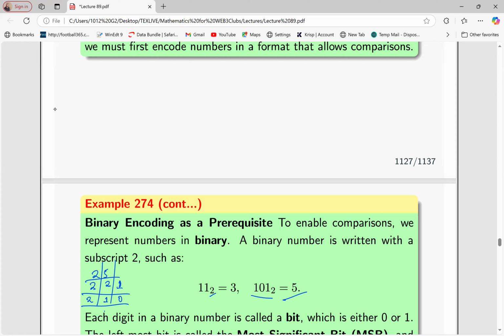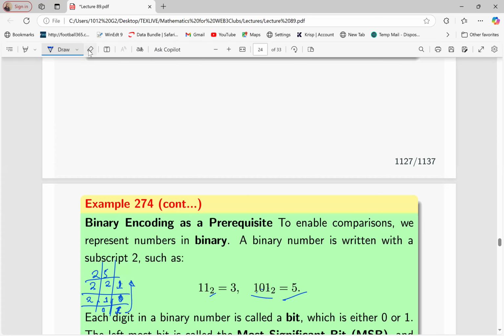Then 2 goes into this 1 0 times, and the remainder is 1. So you note these values from the bottom going up. If you note these values from the bottom going up, you have 1 0 1 1 0 1. That's how you convert from decimal to binary.